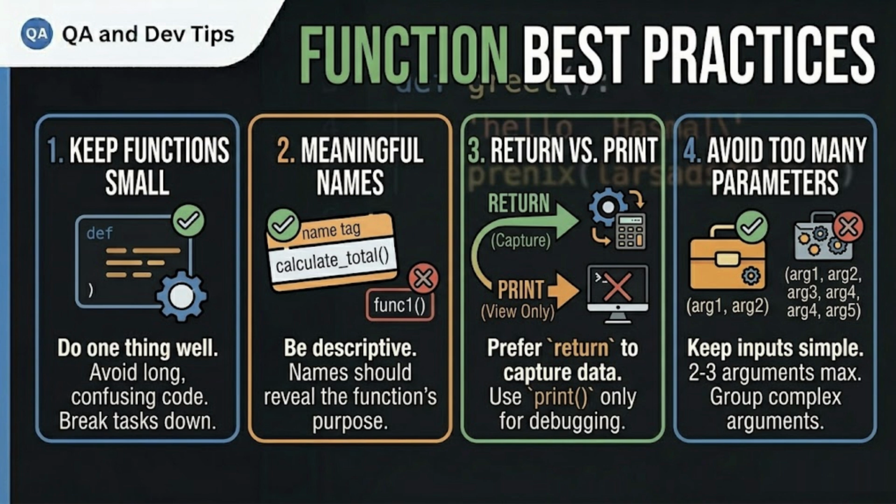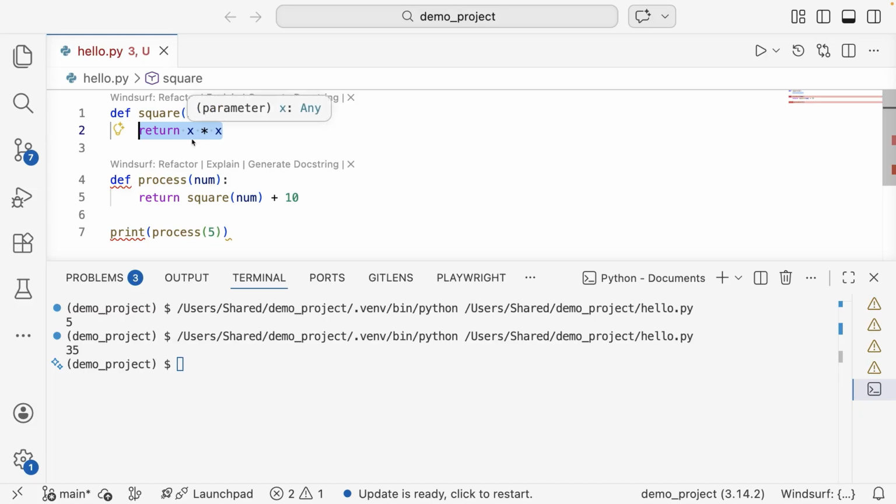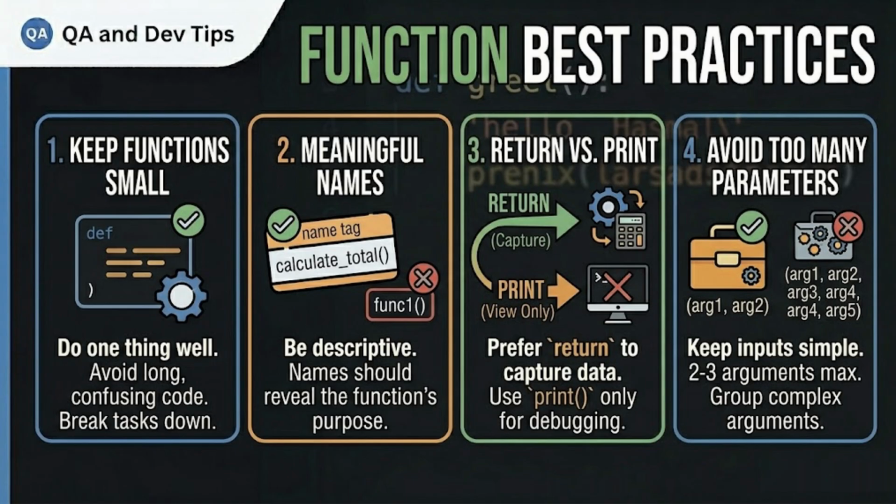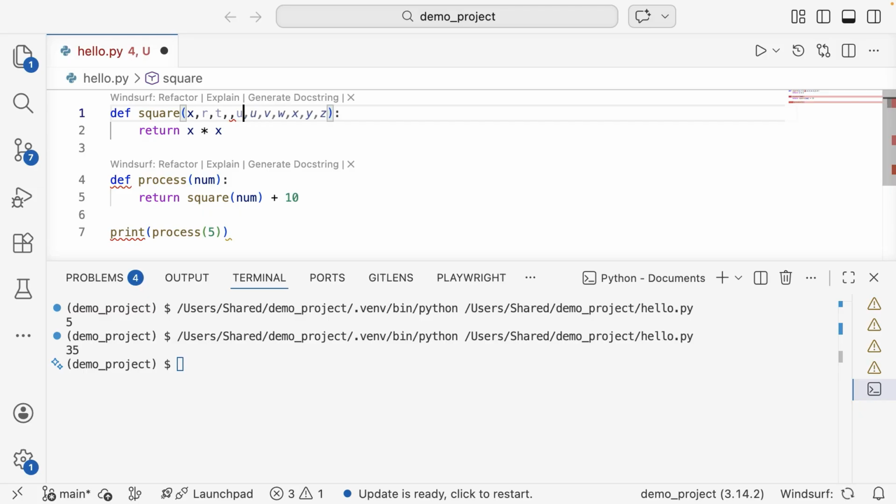Another one is use return always instead of print, which is very flexible. You can use that return variable later in your program instead of printing it to the terminal. And more importantly, avoid too many parameters. You cannot have something like x, y, z, so keep it to a minimum. Having too many is not a good practice.